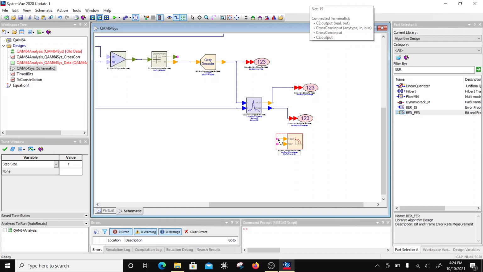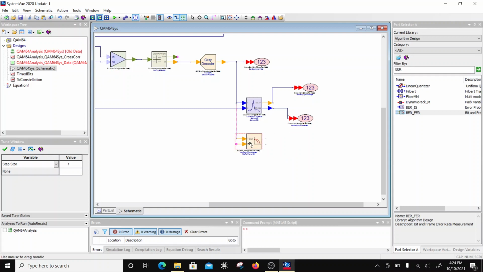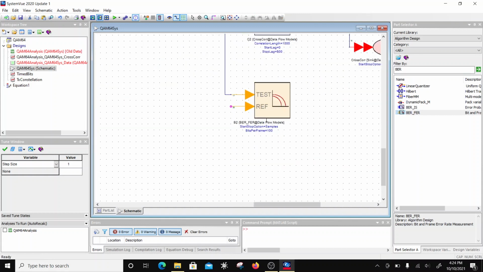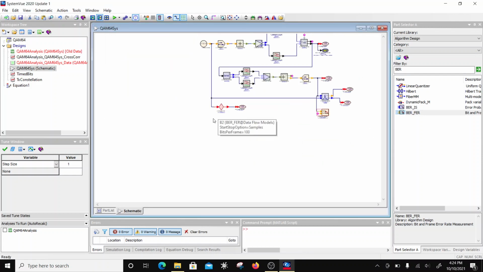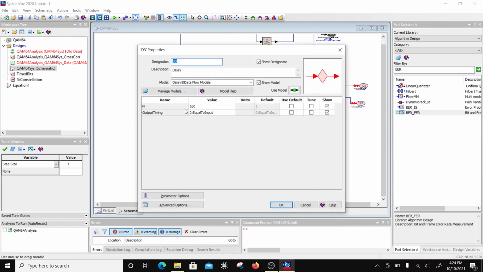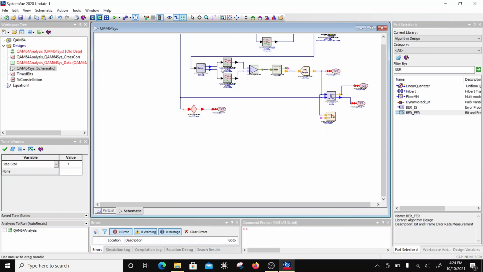Here I am going to insert, so I'm going to compare, right? So this is the one which I have to compare. This is your output bits, and this delay I'm going to put back as 150. Forget about the decimation related delay. And here I am going to just hook up here, and this will give me bit error rate.